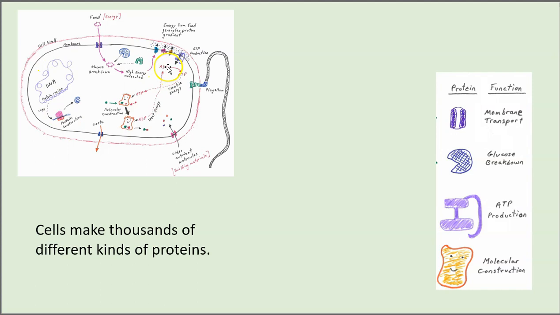Now you can see up in our cartoon cell here there are many different proteins shown. In fact, there are thousands of different kinds of proteins in typical bacteria. Here are just 4 of them over here. So we've got the membrane transport protein, the channel protein, the protein that's going to break down glucose initially, we have the ATP production protein, and we have a molecular builder.